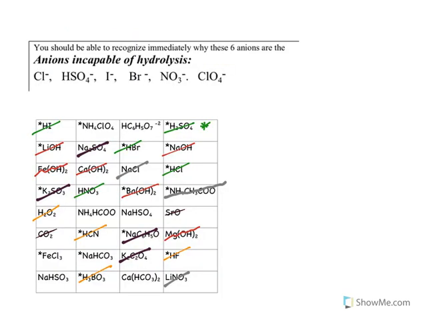Similarly, I want to look at the chart and see if there's some examples of salts in here where the anion is incapable of hydrolysis, but the cation is. So I'm looking for examples such as this one here, and this one here. I'm going to take a look specifically at this one, as it's a bit misleading and sometimes people overlook examples like this.